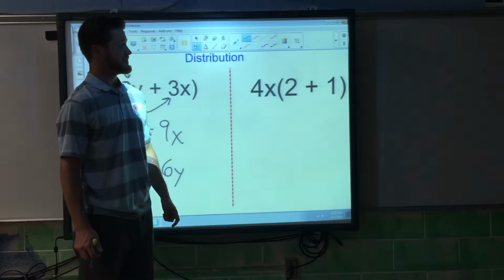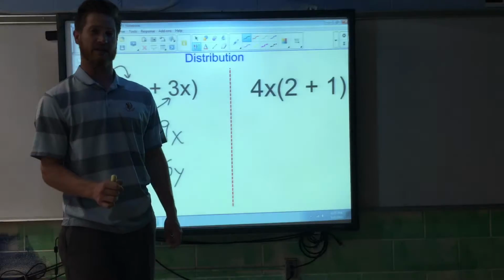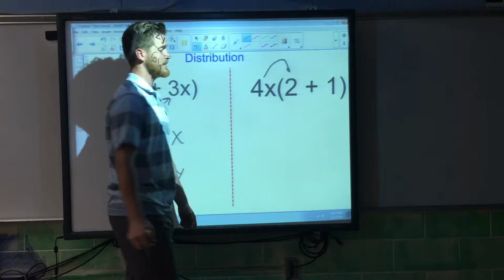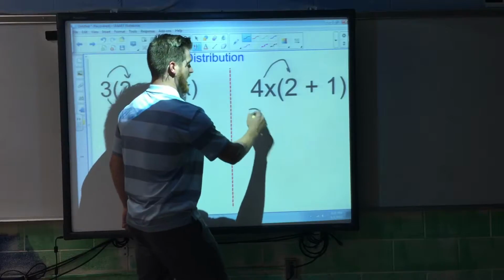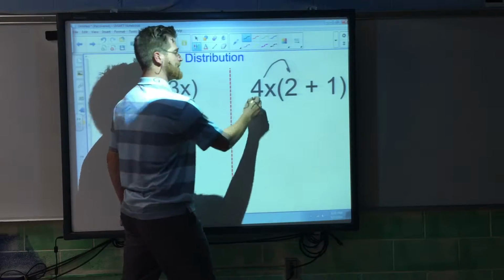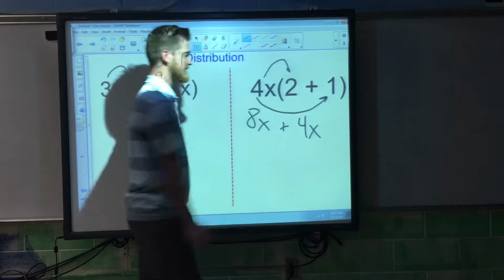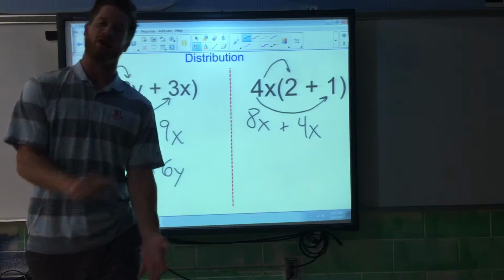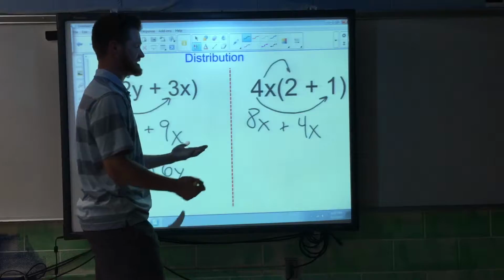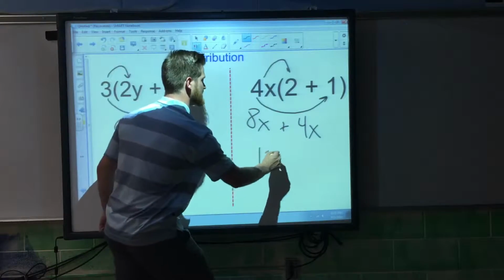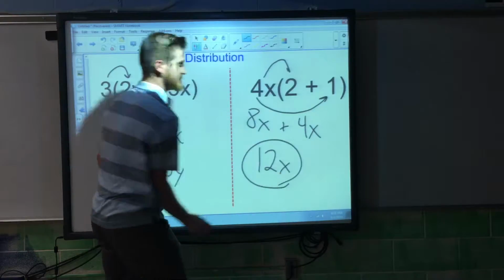Now, this one's a bit tricky. We have 4x on the outside. Let's see what happens. 4x times 2 is going to give me 8x. Go on to the next term. 4x times 1 is 4x. Can I combine these? They both have the variable of x, which means yes, you can. 8 plus 4 is 12, so 8x plus 4x gives me 12x is my final answer.